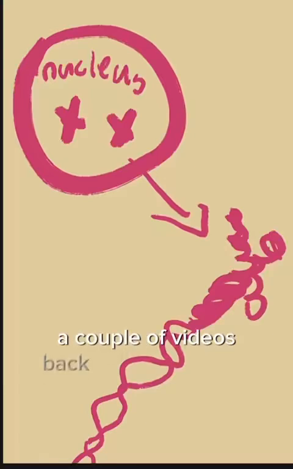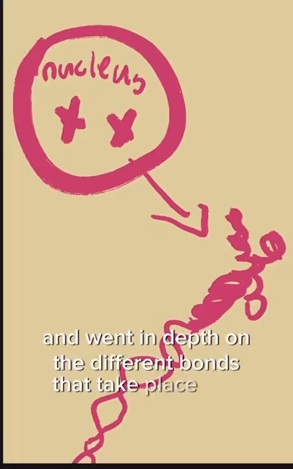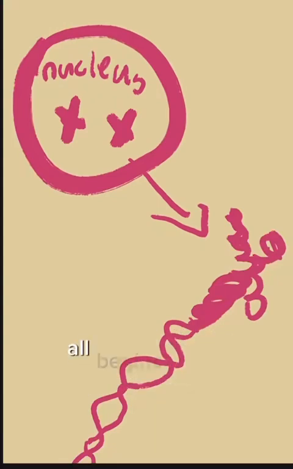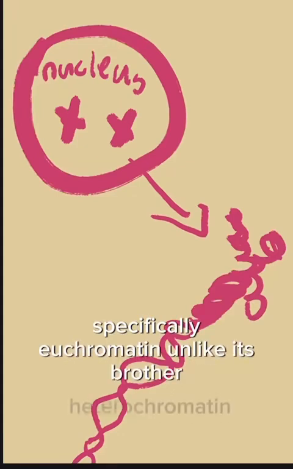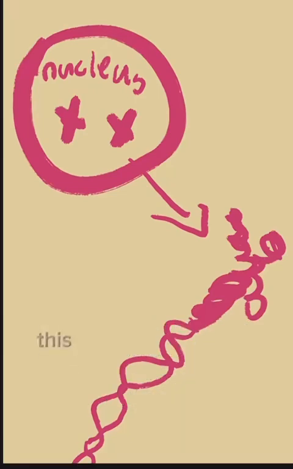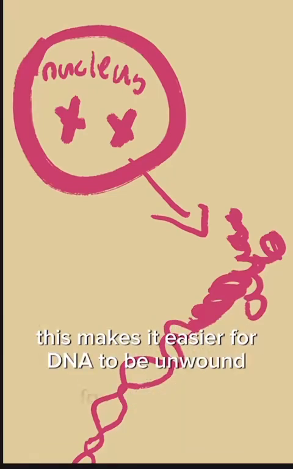A couple of videos back, we talked about the structure of DNA and went in depth on the different bonds that take place on it. This time, I wish to touch on how DNA gets replicated. It all begins with a wound chromosome, specifically euchromatin. Unlike its brother heterochromatin, euchromatin is loose and able to be expressed or replicated. This makes it easy for DNA to be unwound for replication.